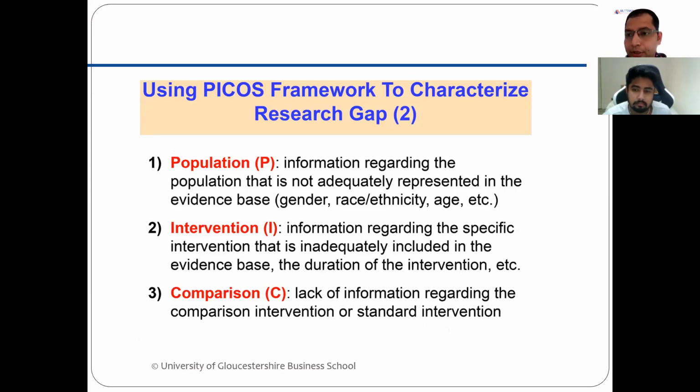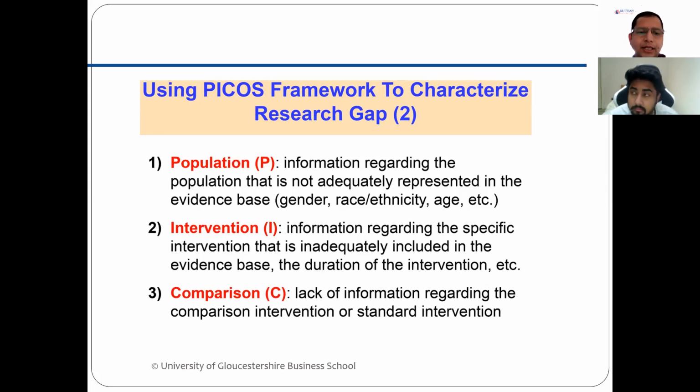So they are the population for your studies. So you need to identify their gender, race, etc., their demographic information. Intervention is information regarding the specific intervention that is inadequately included in the evidence base. That means you are saying customer satisfaction, customers are complaining. So you need to show some proof that this area has not been addressed before. This is how you're intervening or undertaking some research.